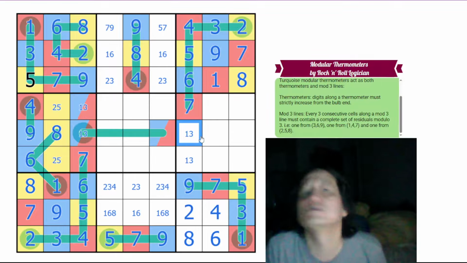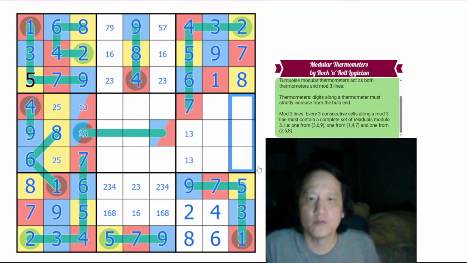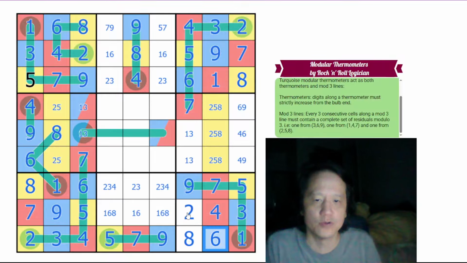Remaining digits in, let's do, column 9. We have 4, 6, and 9. This can't be 4 because of the 4 in the row. No 9, no 6. Remaining digits in column 8 are 2, 5, and 8. Oh, those are all yellow. Interesting. So this is yellow, this is red, that's blue. These are both yellow. So this cannot be 8 here.